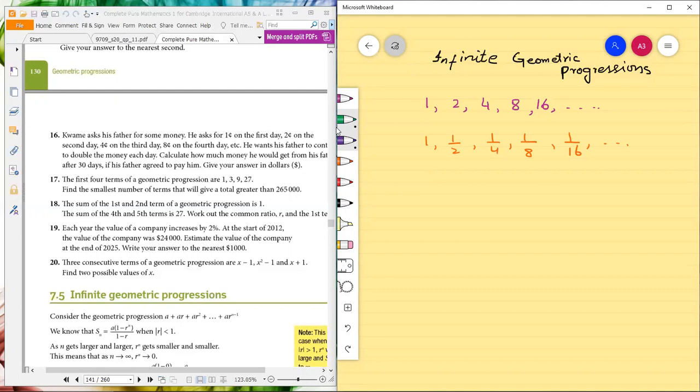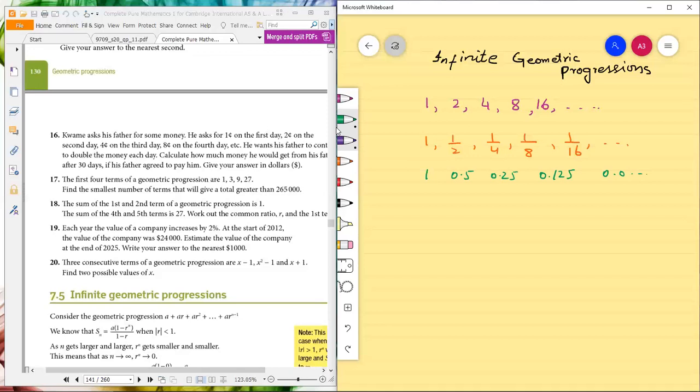In this first sequence, as the level increases, the term also increases: 8, 16, 32, 64, and after some time it becomes a very large term. While in this other sequence, as you increase the level, meaning first, second, third, fourth, and fifth term, the term becomes smaller. This is 1, this is 0.5, this is 0.25, this is 0.125, and so on.